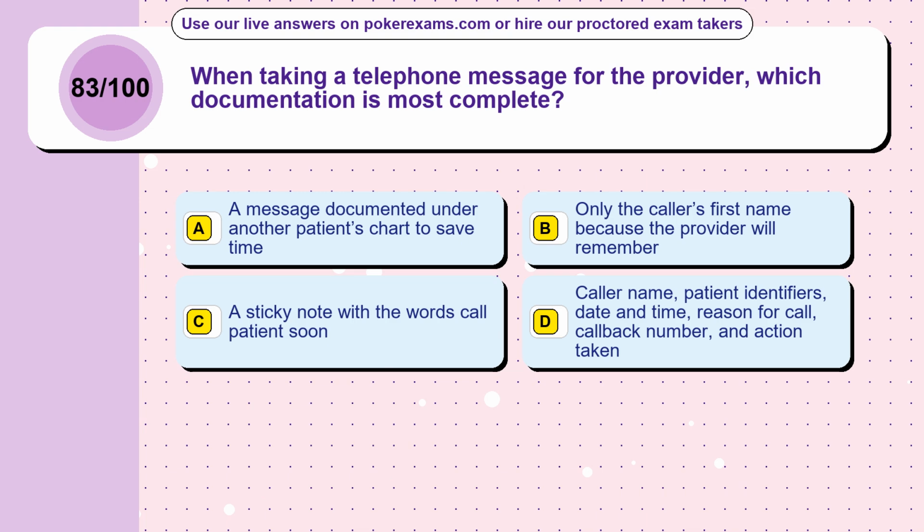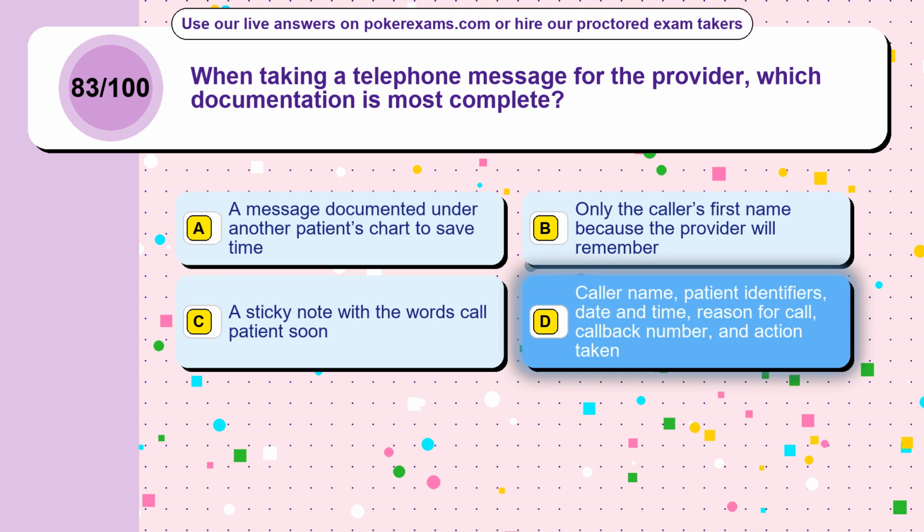Question 83. When taking a telephone message for the provider, which documentation is most complete? Option A, a message documented under another patient's chart to save time. Option B, only the caller's first name because the provider will remember. Option C, a sticky note with the words "call patient soon." Option D, caller name, patient identifiers, date and time, reason for call, callback number, and action taken.